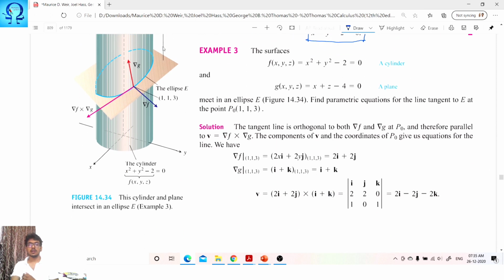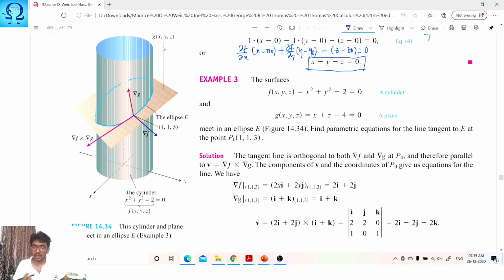Next, we have a problem. Here it is given that the surfaces F and G meet in an ellipse. We have two surfaces, they meet in an ellipse. Find the parametric equations for the line tangent to E. What is that E? That is the ellipse in which those two surfaces meet. So, tangent to the ellipse at the point (1, 1, 3). This is the thing that we'll have to find in this problem. Let us see how we are going to do it.